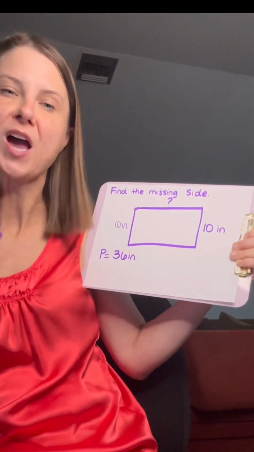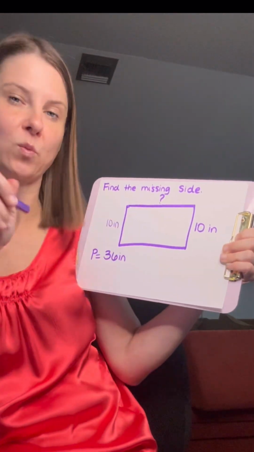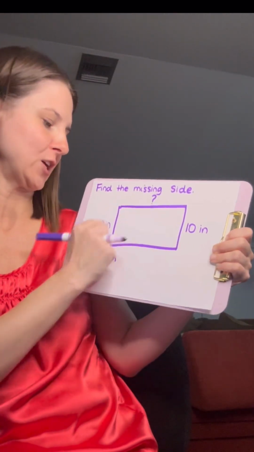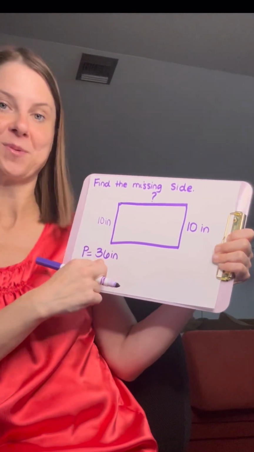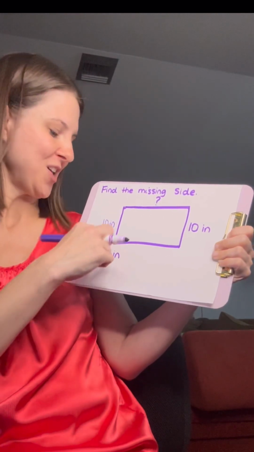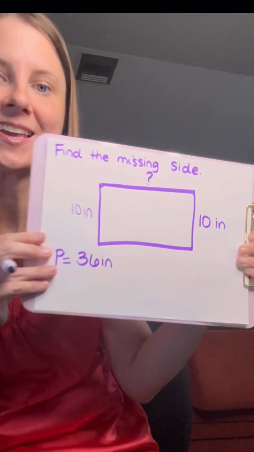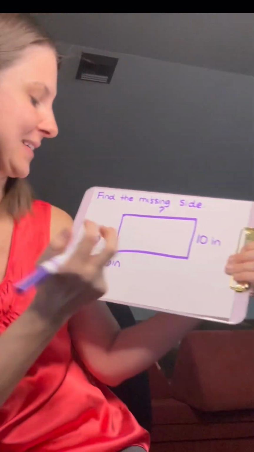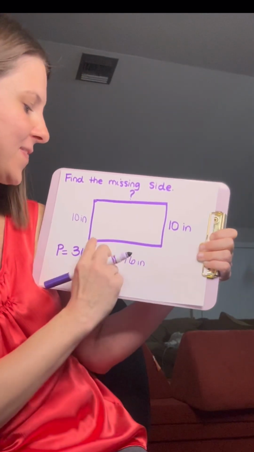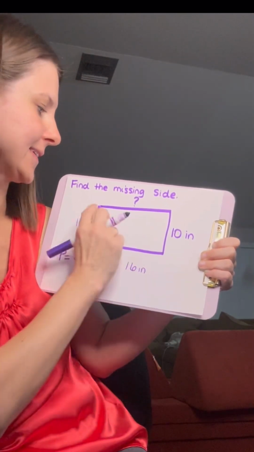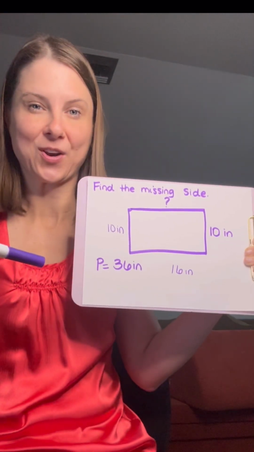So we do not want to include these two sides, right? We're only looking for one side. So if we don't want to include these two sides, we're going to subtract them from the perimeter, okay? So 36 minus 20 equals what? 16, correct? So what that is saying, that these two sides equal 16, but I only want one side, correct?